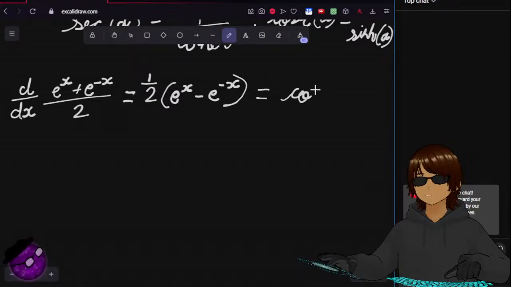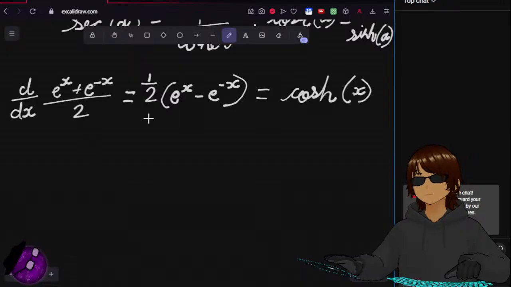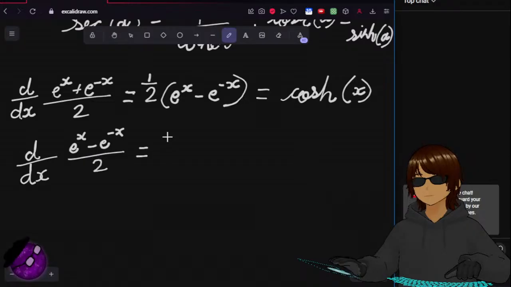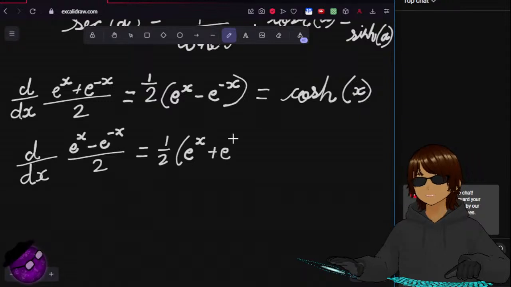This is cos h x. Then if we derivate cos h, we can take the half out. E to the power of x doesn't change. Minus e to the power of minus x becomes plus e to the power of minus x, because the minus and minus cancel.